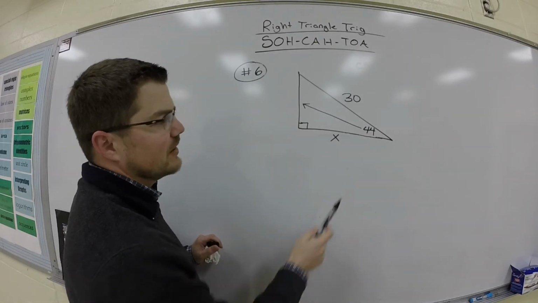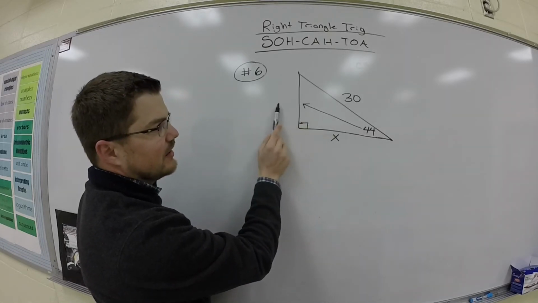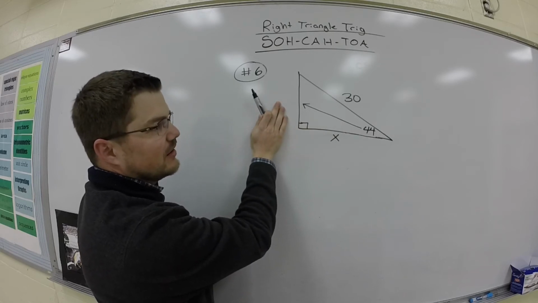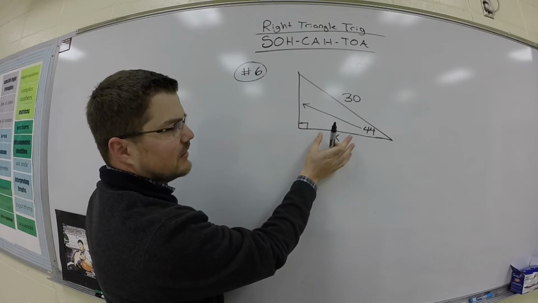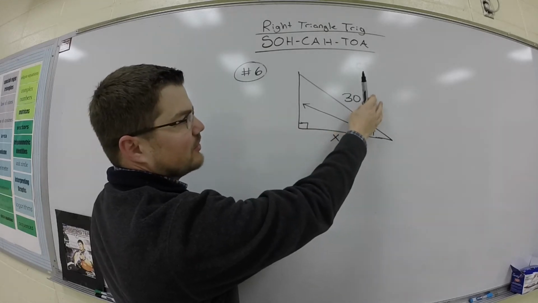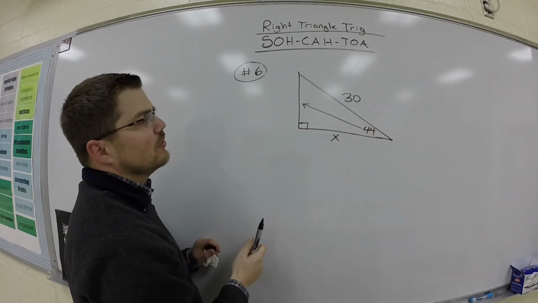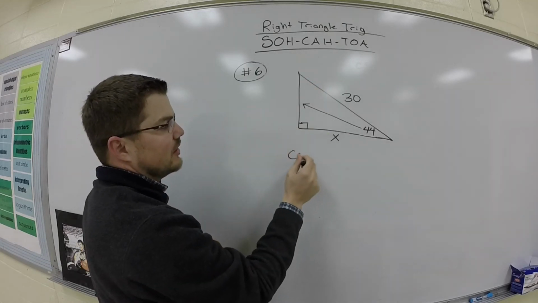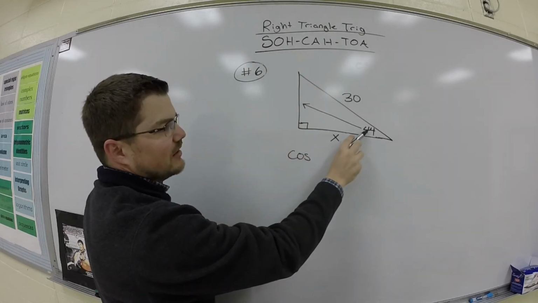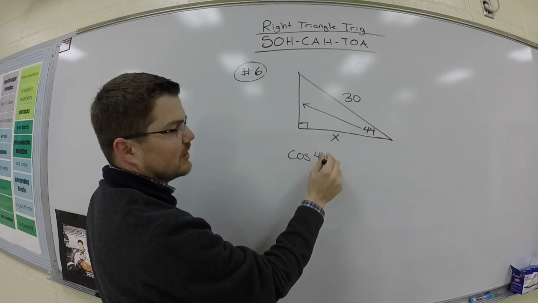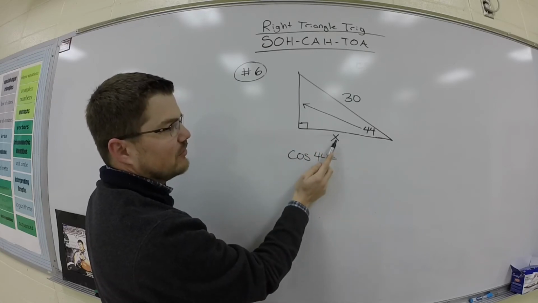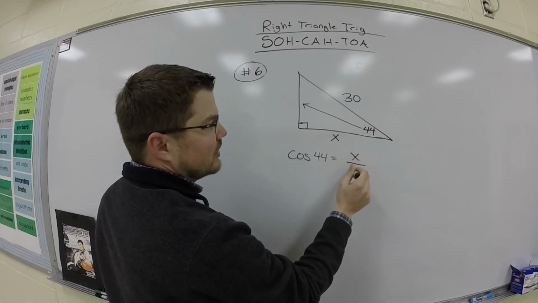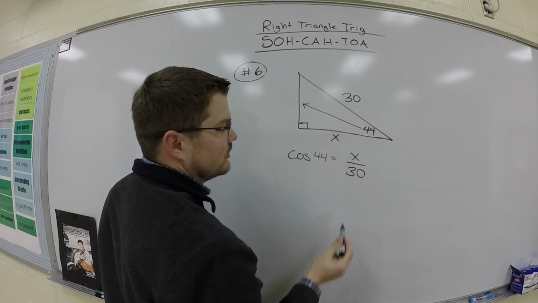And so we draw our arrow from theta. I know this is the opposite side. I'm not using the opposite side. We're using the adjacent and the hypotenuse. And so we're going to use cosine theta. They give you theta is 44, equals adjacent over hypotenuse. So x over the hypotenuse.